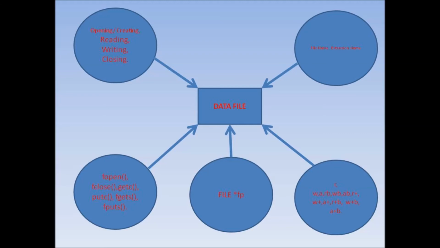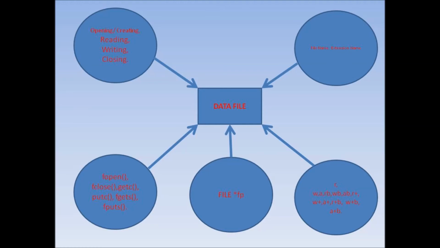This extension name, as I have already mentioned, describes the file type. In case of a text file, the extension name may be .txt, and in case of a binary file, the extension name is .bin. I already talked about the file pointer. Before opening a file, we need to have a file pointer, so we declare it. A file pointer determines that we are going to work with a file.